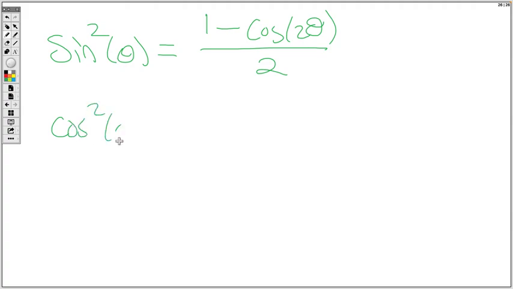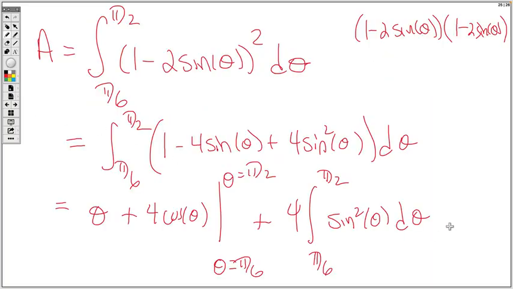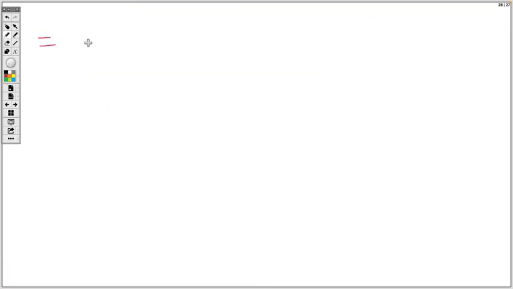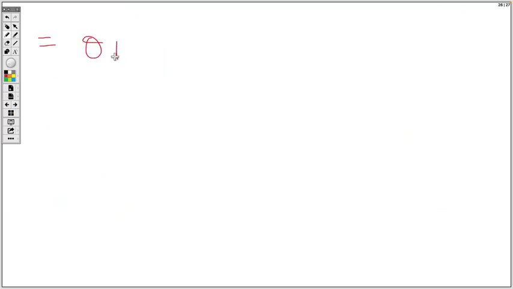And likewise, cosine squared of theta is 1 what? Plus cosine 2 theta over 2. So these things are going to come in handy, folks. So just remember those. So we'll go to the next page here. This will be whatever it is. I don't really care about the arithmetic at this point.